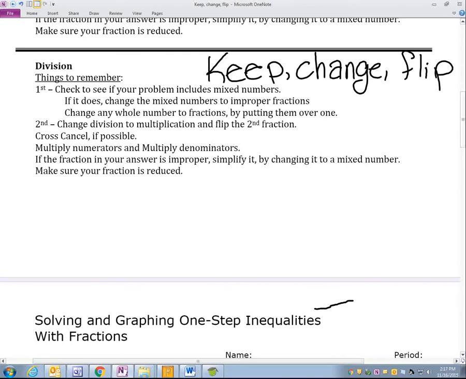That means that we don't really divide fractions. What we do is we keep the first fraction the way it is. We flip the sign from division to multiplication. And we flip the numerator and denominator. So, for example, if we had 2/3 divided by 5/6, I would keep 2/3 the way it is. I would change the sign, and I would flip the numerator and denominator, and then just multiply like normal.